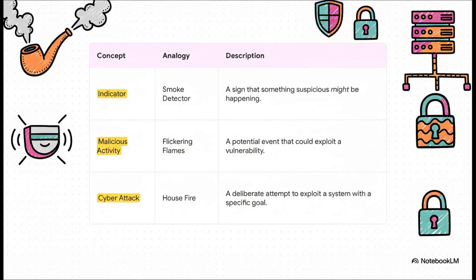I love this analogy because it just breaks it down perfectly. Okay, so think of an indicator as your smoke detector, right? It goes off. Maybe it's just some burnt toast, a false alarm, or it could be a real fire. Now, malicious activity, that's like seeing the actual flickering flames. You know something is wrong for sure, but you don't know how bad it is yet. And the cyber attack? Yep, that's the house fire. It's the full-blown deliberate event that's causing some serious damage.